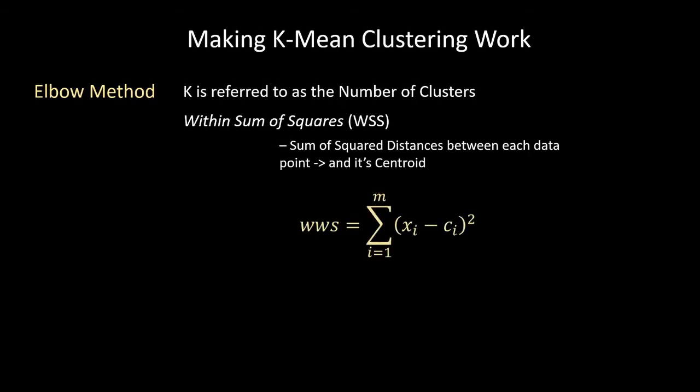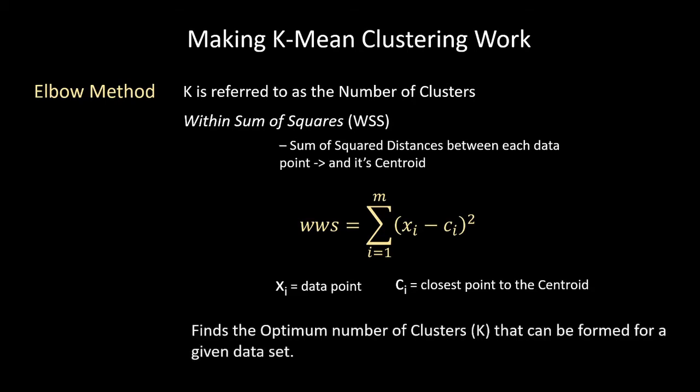Okay, so here's the big scary looking formula. Not that bad. The beauty is we don't actually have to code this, right? And so we've got our first data point 1, which is xi, and then ci, which is the closest point to the centroid. And if you're interested in the mathematical equation to this, here it is, and this is what it represents. But ultimately, in our case, we want the software to do its thing, do all the heavy lifting for us. Okay. And the good thing about this is that it does find the optimum number of clusters that can be formed for a given data set.